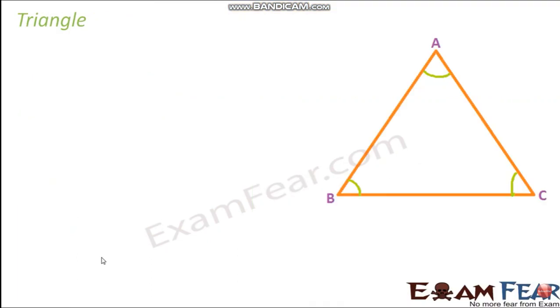So what is exactly a triangle? The name itself says it: tri means three. So basically it is a geometrical shape with three angles. It is basically a polygon with three sides. So three sides, therefore three angles.